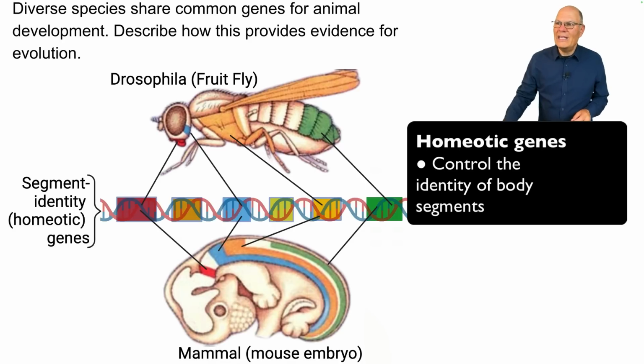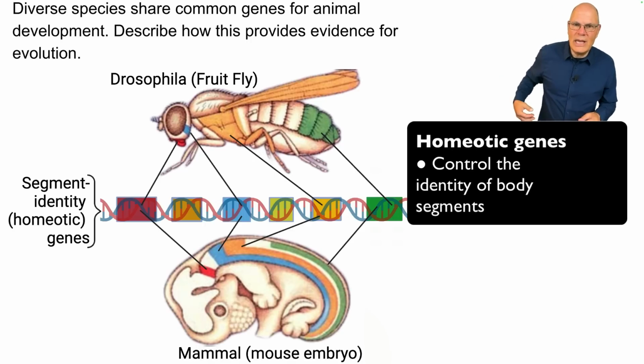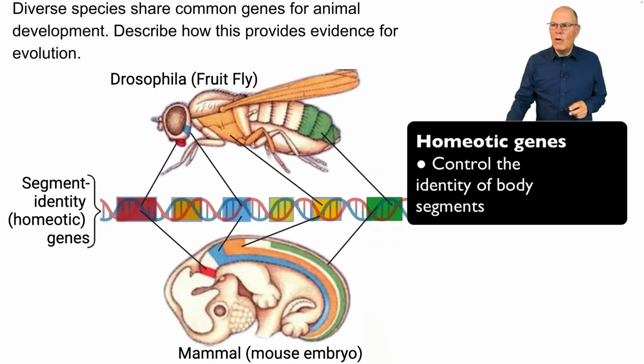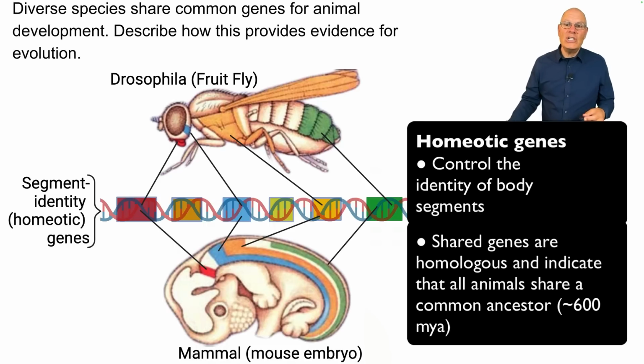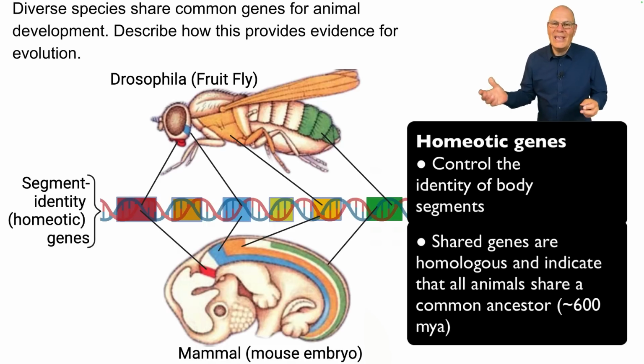Another example of that is homeotic genes. These are genes that basically say that you should have a head up here and you should have a tail down there and you should have these appendages over here. And these are common across all animals as diverse as arthropods and vertebrates. And these shared genes, again, are homologies, and they indicate that all animals shared a common ancestor that goes back to the origin of the animal clade about 600 million years ago.